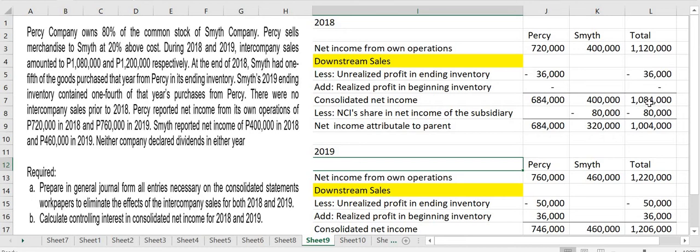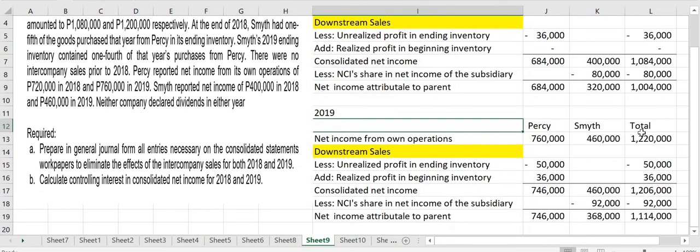So, from your consolidated net income, deduct natin yung NCI share in the net income of the subsidiary, then you'll have net income attributable to parent of 1,004,000. Okay? For 2019 naman, Pearson reported net income of 760,000, and then Smith reported 460,000, to get a total of 1,220,000.